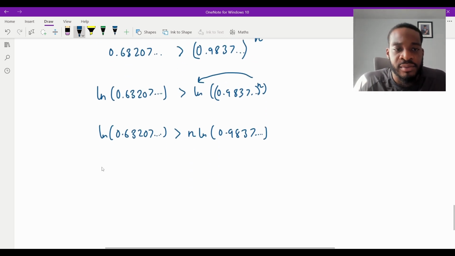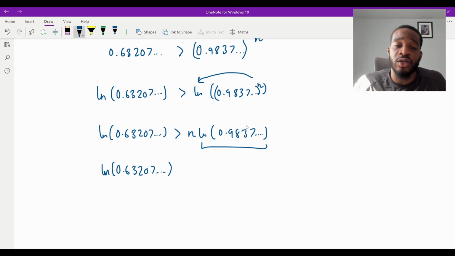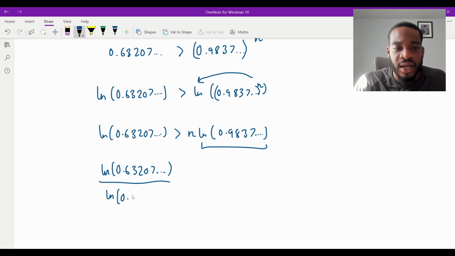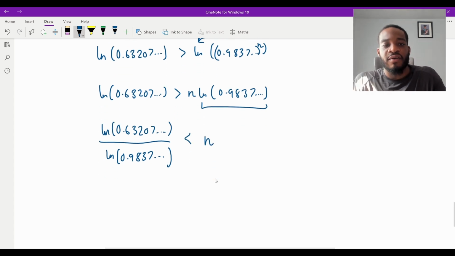Now if I divide that, you've got to be careful here. This argument is between 0 and 1, so that means the ln is going to be negative, isn't it? You can plug it into the calculator and you're going to get a negative number, because 0.9837 is between 0 and 1. The ln of a number between 0 and 1 is negative, from the graph. So when I divide it, the inequality is going to flip. So it's going to be 0.9837..., and then this is going to be less than n. And that will give us the value of n.